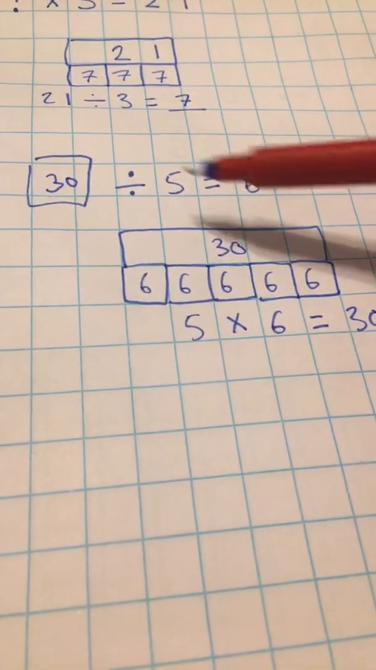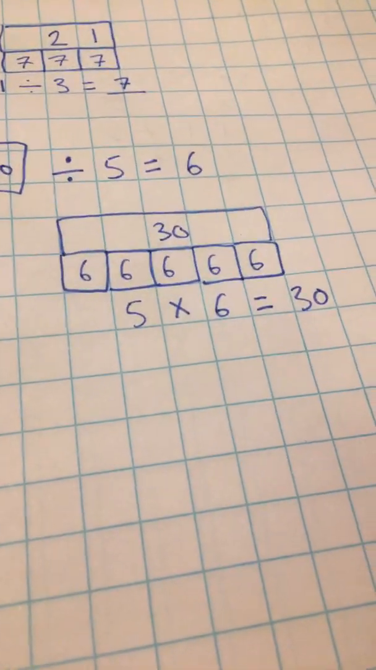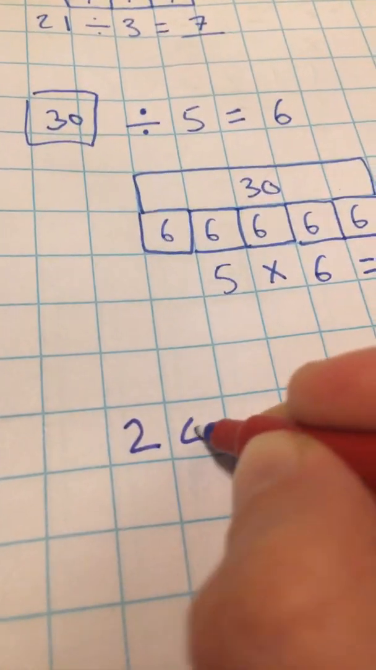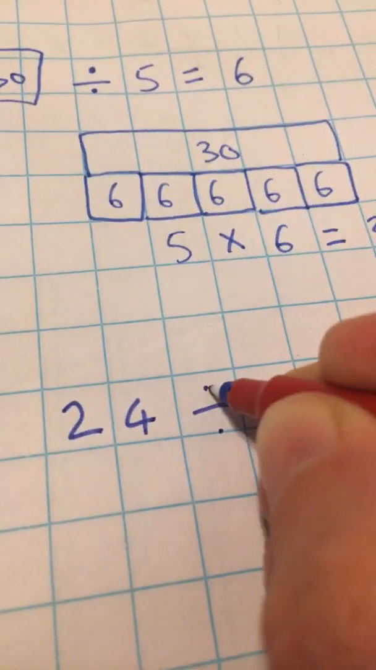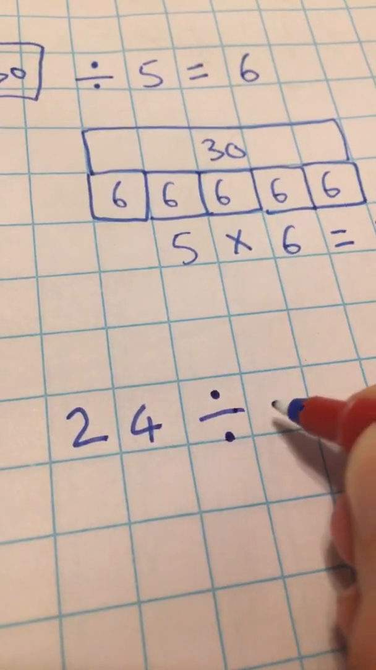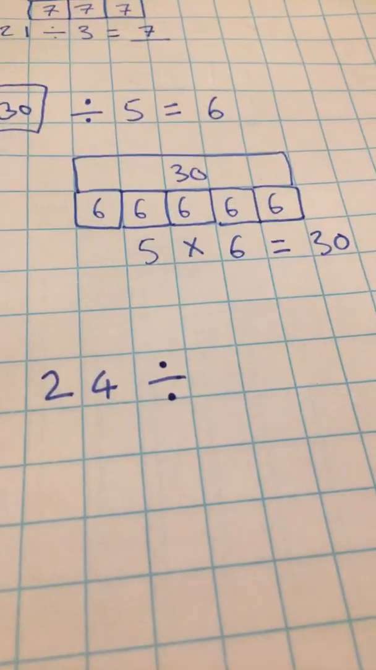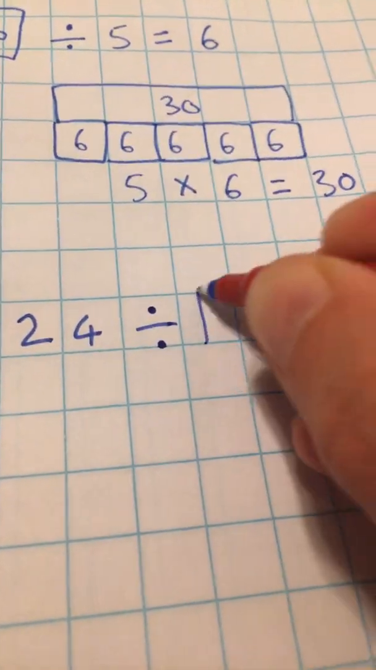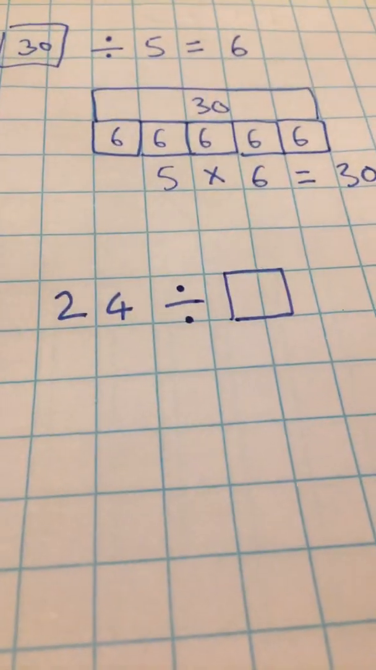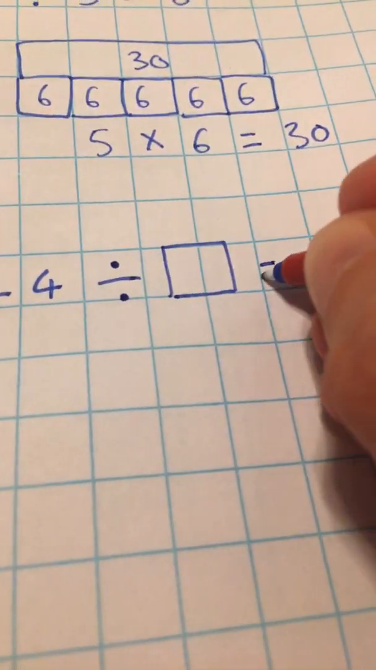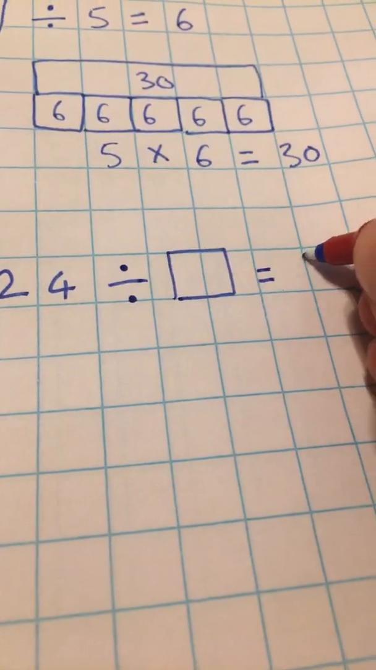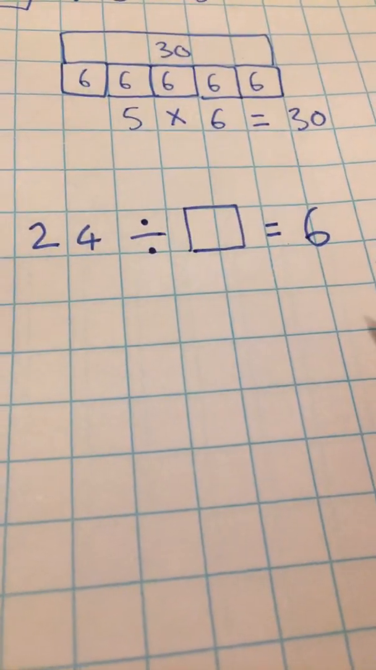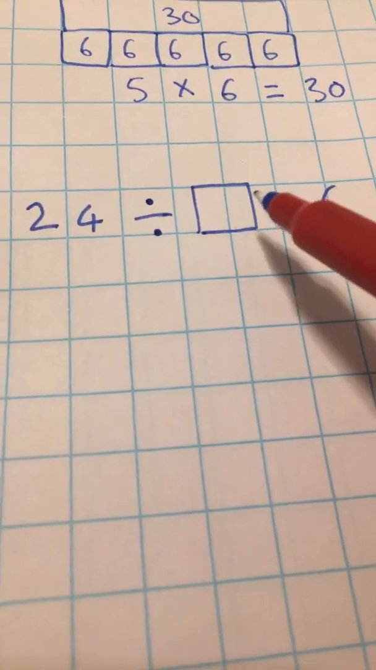I'm going to do one more of those, because when this number is missing, we have to think about it slightly differently. So let's say 24, using quite simple numbers, but as you get trickier and longer numbers, the principle is exactly the same, and you can draw it out in exactly the same way. 24 divided by a missing number equals 6. And again, some people see that and they think, I can't possibly answer that, because they're not used to thinking in that way.